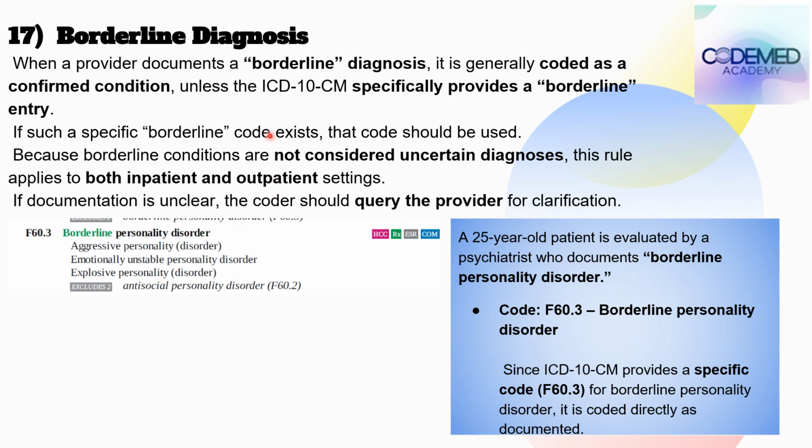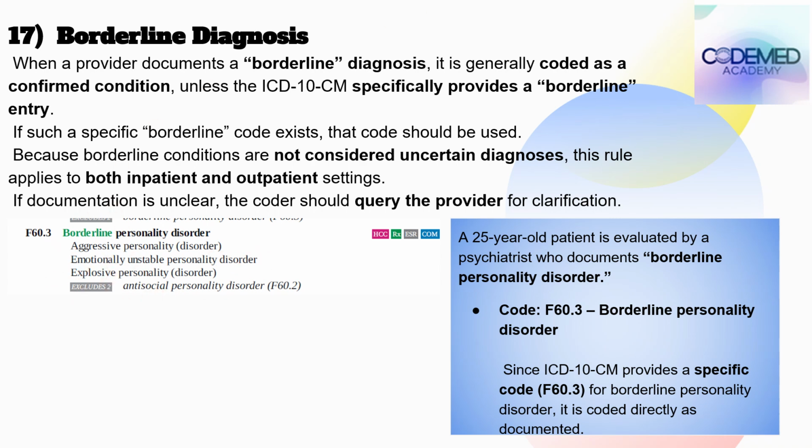This is pretty much the same as impending and threatened. So if we have an entry for the borderline diagnosis, we must use that. A 25-year-old patient is evaluated by the psychiatrist who documents borderline personality disorder. So I'm going to look whether I have a code specifically for borderline personality disorder. I do have the code, so I'm going to write that code, borderline personality disorder, and it is coded directly as documented.